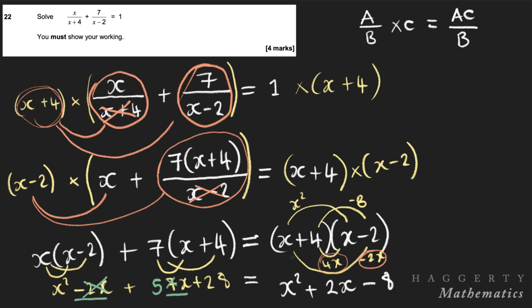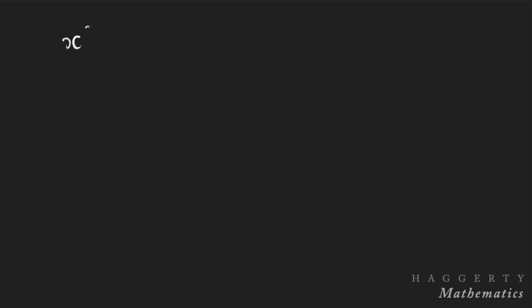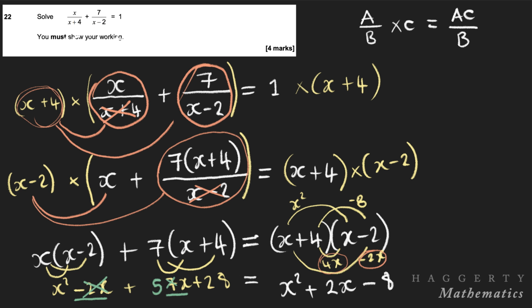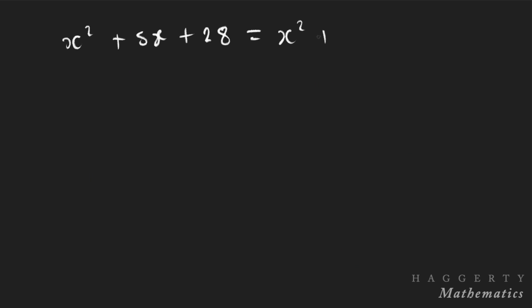Okay. So what do we get? We get x squared plus 5x plus 28. Running out of space. x squared plus 5x. What was it? Plus 28. And that was equal to x squared plus 2x minus 8. So now, you can just minus x squared from both sides. So minus x squared here, minus x squared here, and that's just going to cancel the x squared on both sides.